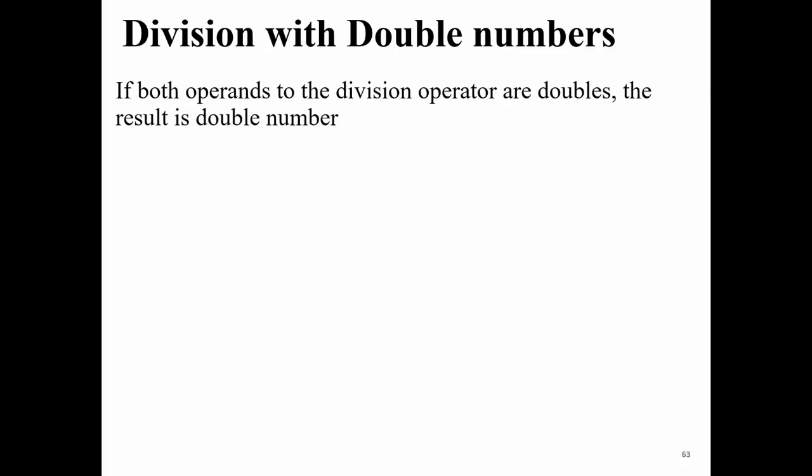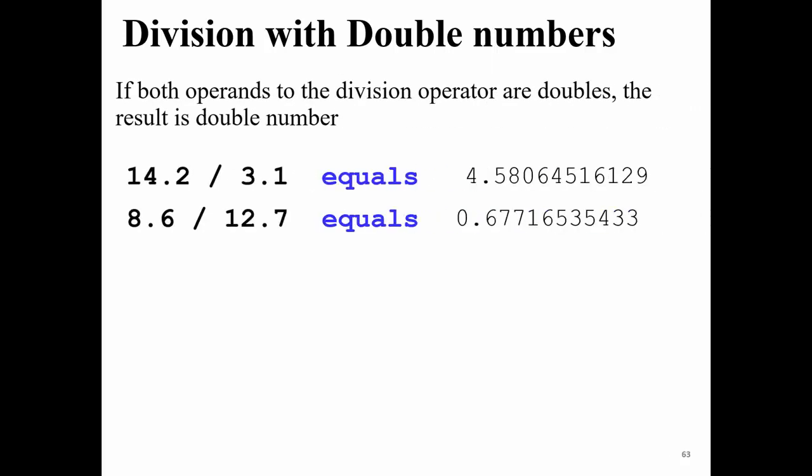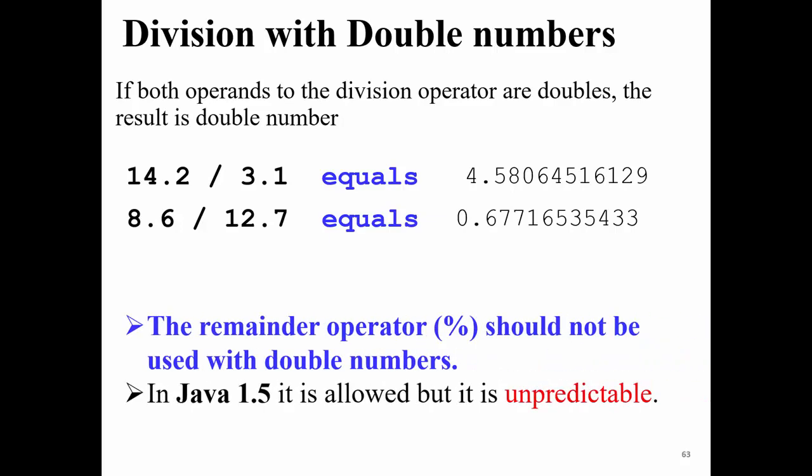Division with double numbers. If both operands of the division are doubles, like 14.2 divided by 3.1, the value is a double. Likewise, 8.6 divided by 12.7: the operands are doubles, so the result is a double value. The remainder operation should not be used with double numbers.